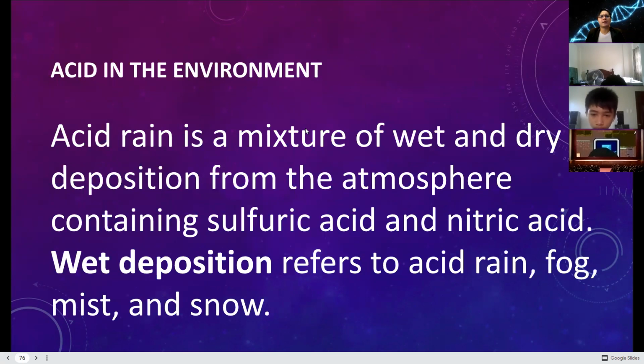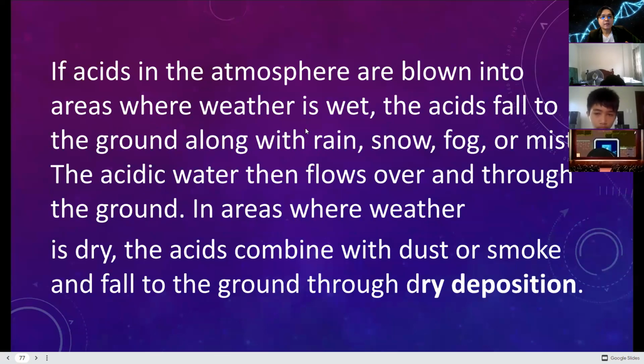Acid in the environment. What are the effects of acid in the environment? Let's take a look at acid rain. Acid rain is a mixture of wet and dry deposition from the atmosphere containing sulfuric and nitric acid. Nitric acid came from the nitrogen in the atmosphere, which is actually fixed. Wet deposition refers to acid rain, fog, mist, and snow. If acids in the atmosphere are blown into areas where the weather is wet, the acids may fall to the ground along with the rain, snow, fog, or mist.